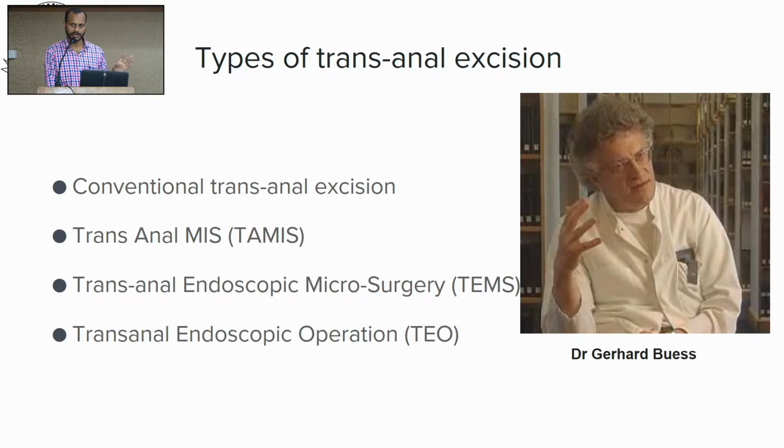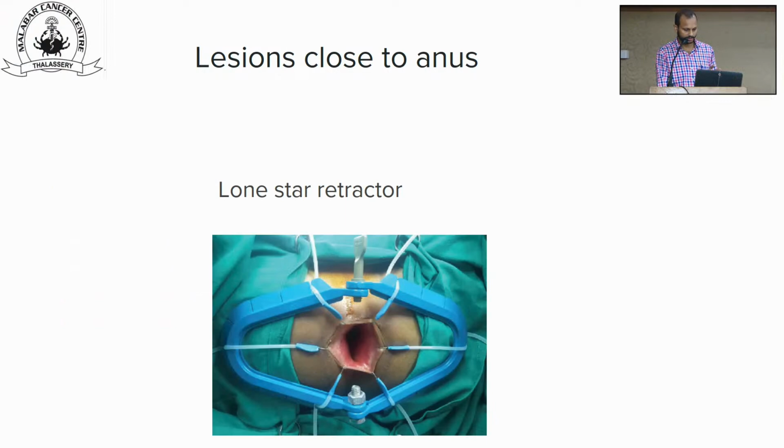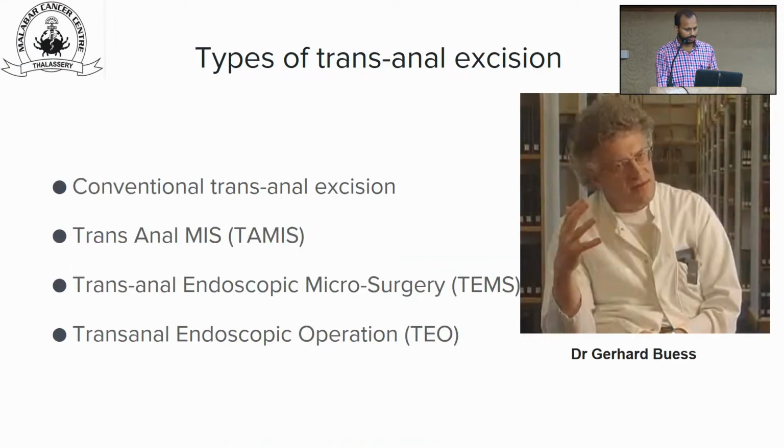Conventional transanal excision you can do, for those lesions which are situated close to the anal verge, maybe till 5-6 centimeter. You can do a conventional transanal excision using a Lone Star retractor. This is the Lone Star retractor. You can get a good exposure with the retractor. And conventionally, with this technique, you can use another one or two metallic retractors. But for those lesions which are beyond 4 or 5 centimeter, it becomes difficult.